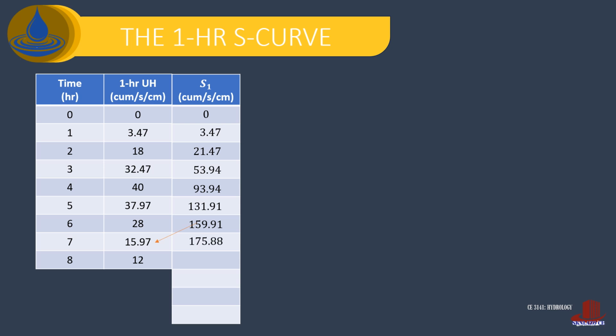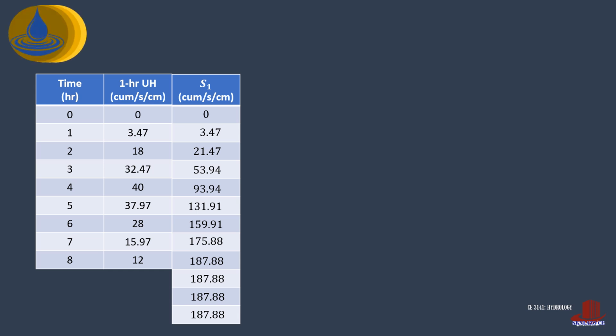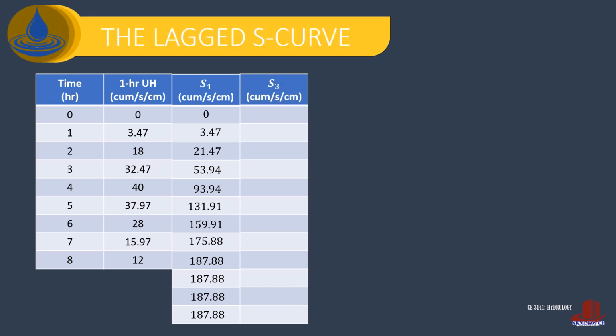Then add 15.97 to have 175.88. Then add to this 12 to get 187.88. From here, no more entries to add, which places the constant coordinate of 187.88. To have the 3-hour S-curve, the non-zero entries are lagged by 3 hours. So the starting value of 3.47 is placed at T4. Then the rest of the coordinates follow.